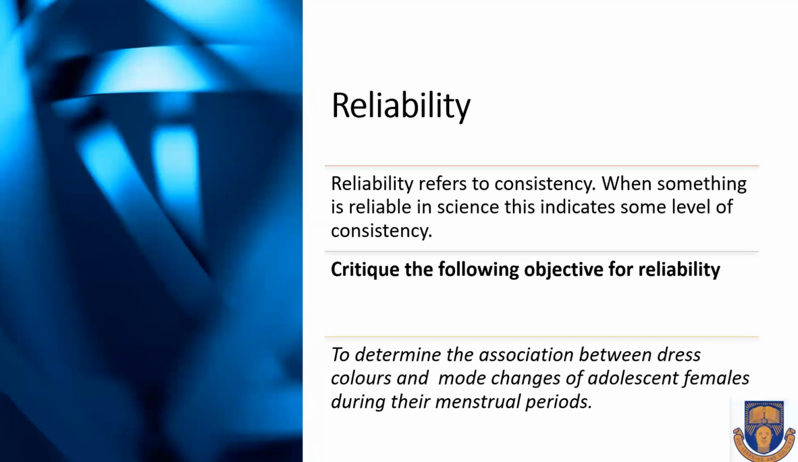Now let's look at this objective. What may not be reliable in this objective? You want to determine the association. Very good. This is measurable. Between dress colors and mood changes of adolescent females. Very good. This is specific. During their menstrual periods. Very good. This is specific. So you have a specific objective. You have a measurable objective. But this objective is not likely to be reliable. Can anybody help me identify what may be unreliable with the study objective?